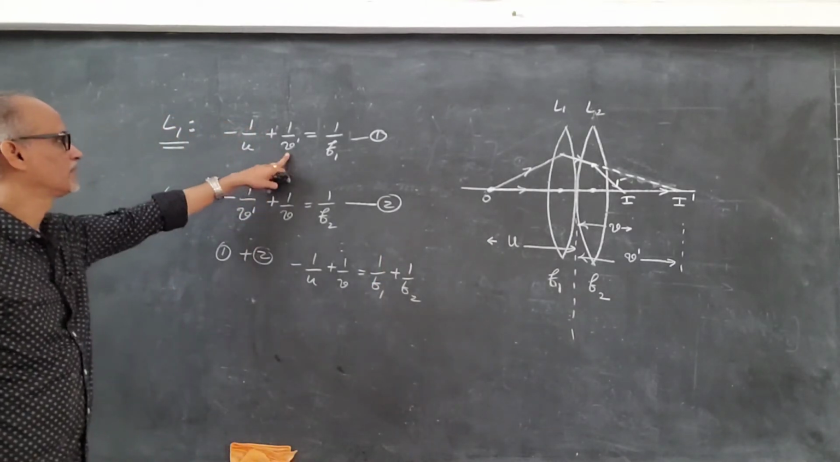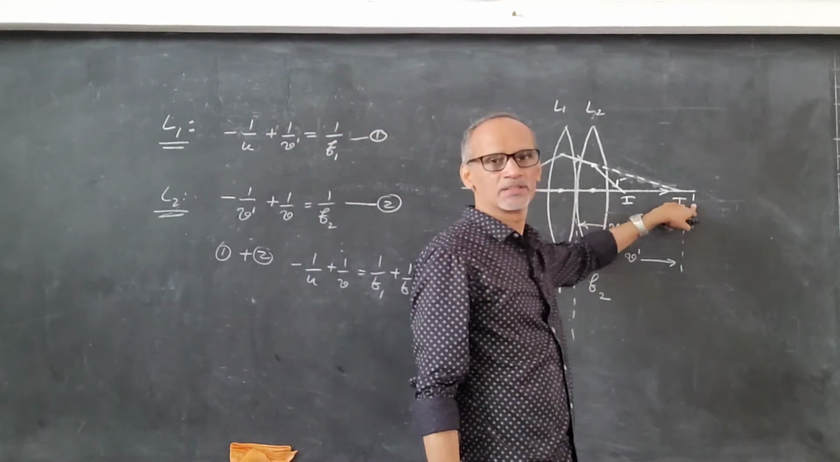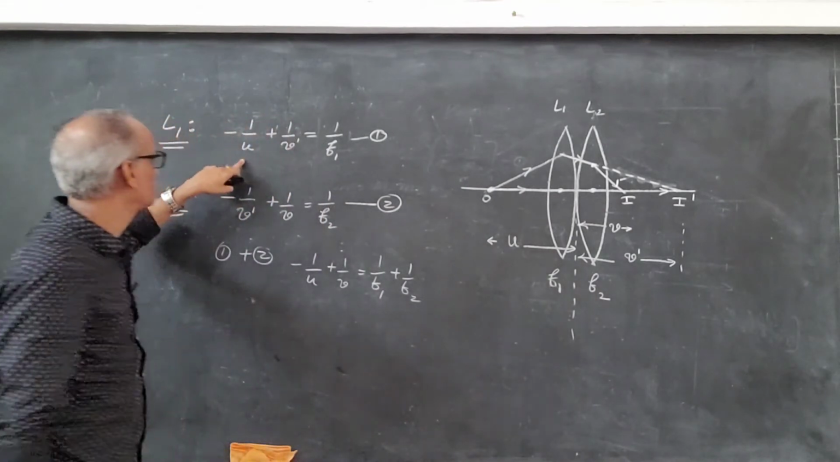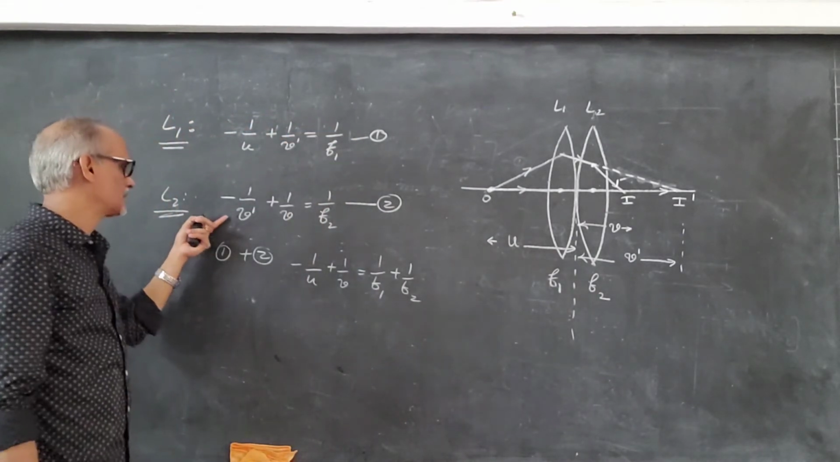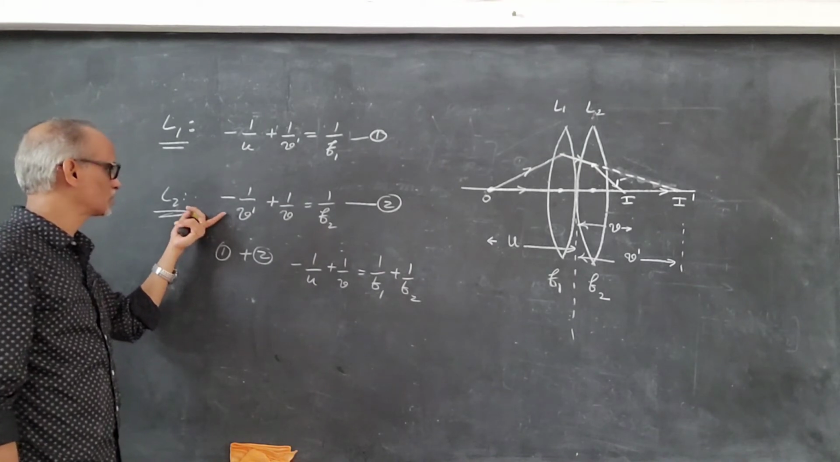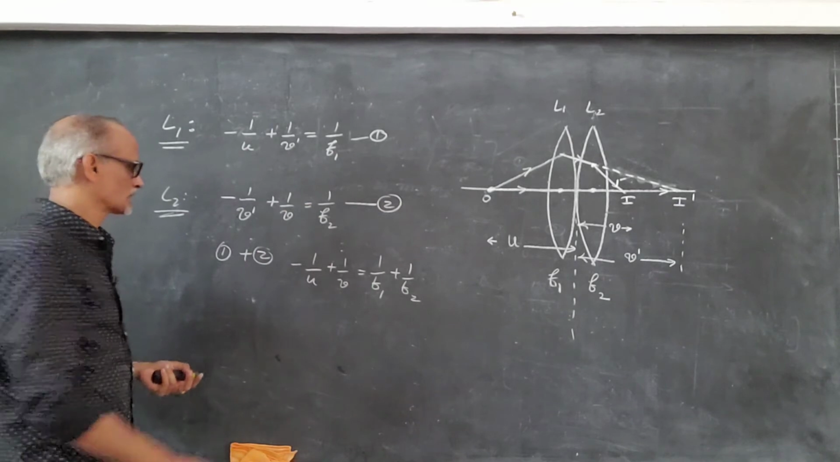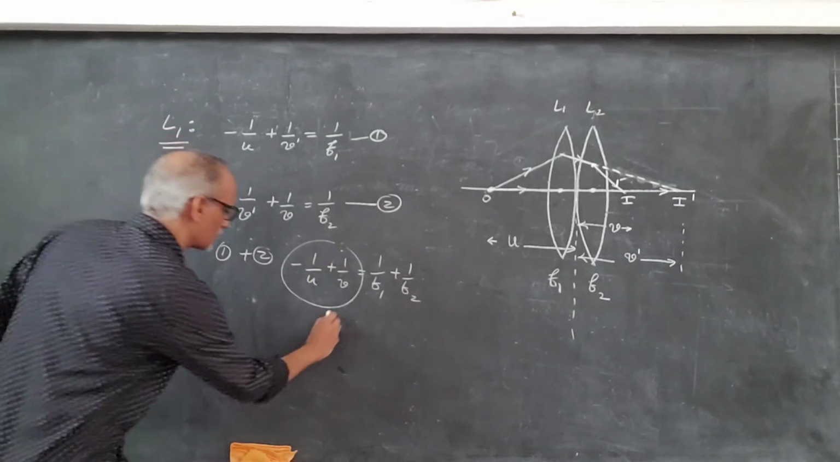So remember, this should be v dash, because for refraction through the first lens, I dash is the real image at a distance v dash. So that's why it's minus 1 by u plus 1 by v dash is equal to 1 by f1. And now for the second lens, I dash acts as the object, a virtual object. That's why minus 1 by v dash plus 1 by v is equal to 1 by f2. So now what is this minus 1 by u plus 1 by v? This is nothing but 1 by f.